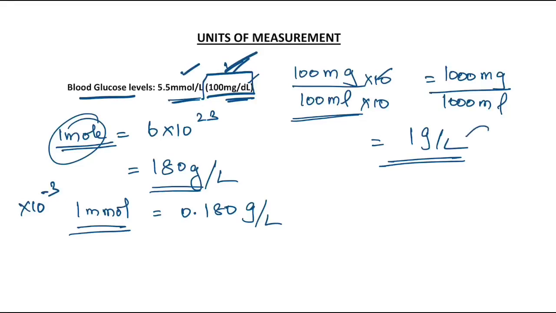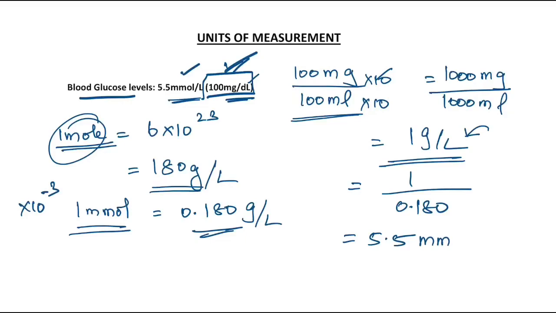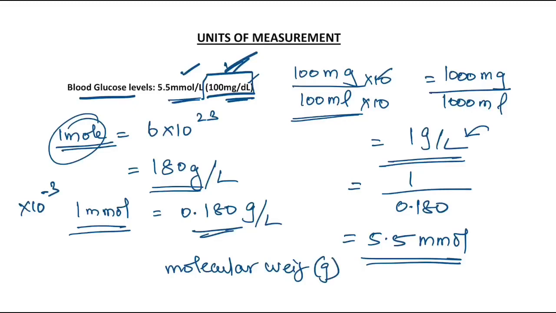Now we are going to find out how many millimoles. For that we just simply divide it by 0.180. So 1 divided by 0.180 gives us 5.5, and this is the number of millimoles of glucose in the given solution. So for any substance, we write its molecular weight in grams dissolved in 1 liter of a solution as the 1 molar concentration, and we multiply it by 10 power minus 3, then we get the 1 millimole concentration of the particular substance.